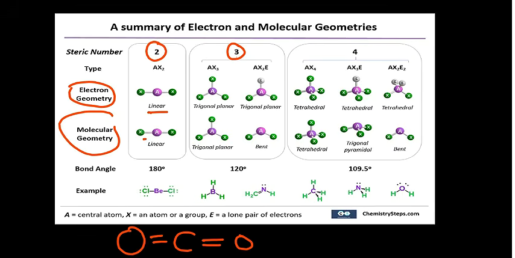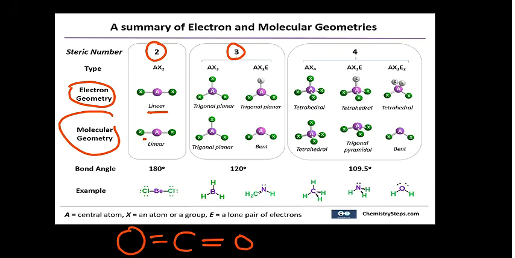So this is called trigonal planar. Whenever you've got three bonds, it's called trigonal planar. So now, if you look at this part, there is no lone pair of electrons on the central atom, right? So that's why it's the same with the molecular geometry.